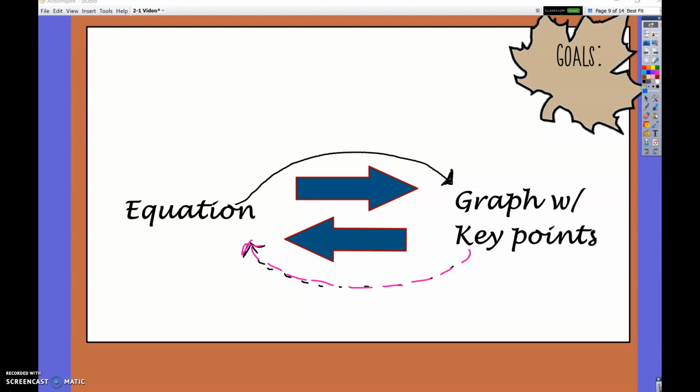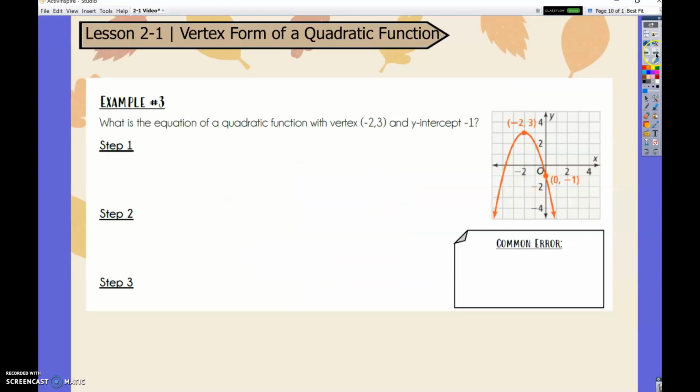In the first video for 2-1, we spent time taking an equation, especially one called a vertex form, and creating the graph from it. Now we're going to use our graph with our key points on there and make the equation. For example 3, they give us a few steps we can follow.